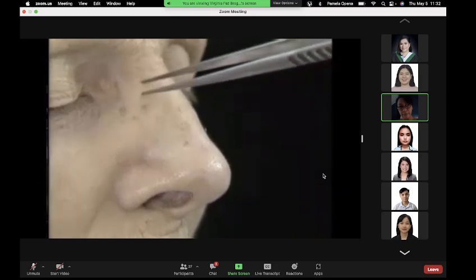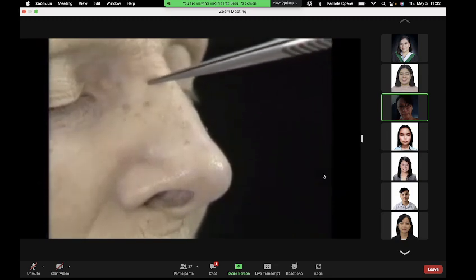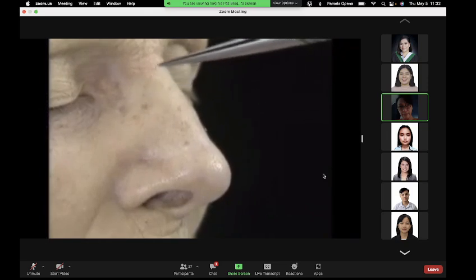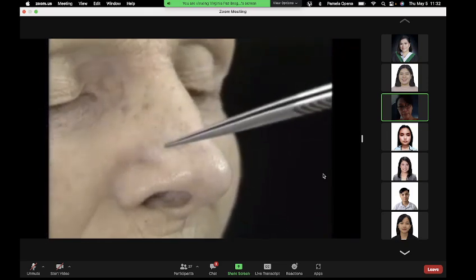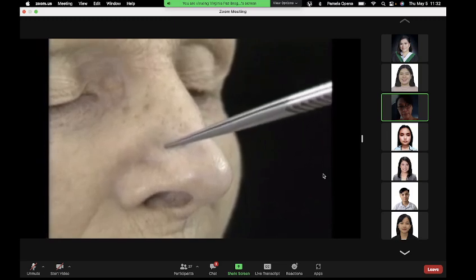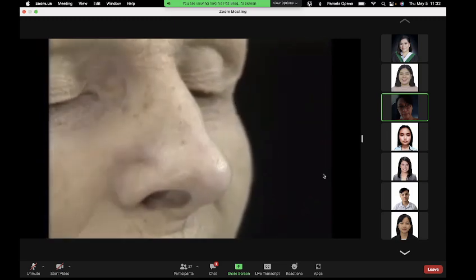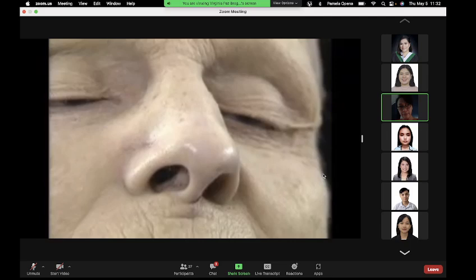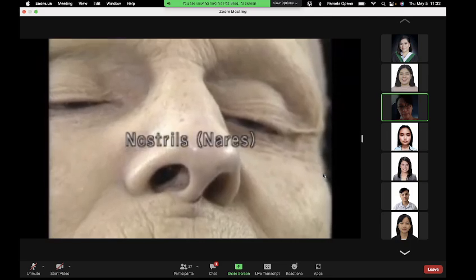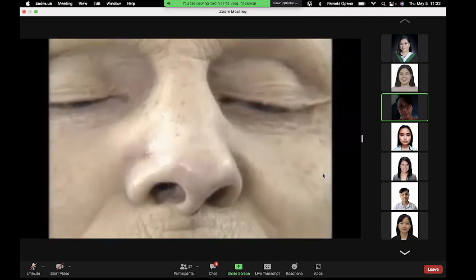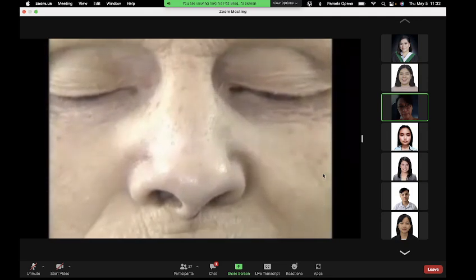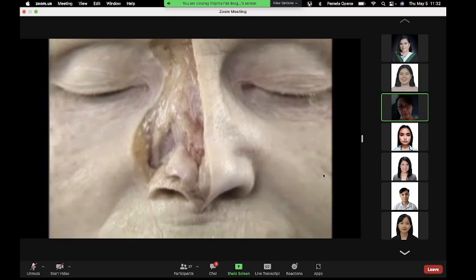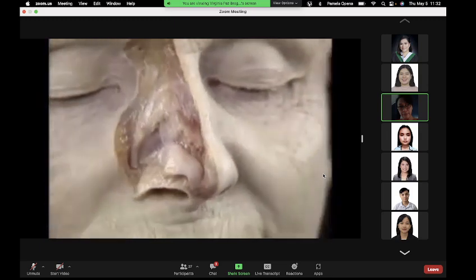The skin over the upper, bony part of the nasal framework is thin and mobile. The skin over the lower, cartilaginous part is thicker and fixed to the underlying structures. The openings which form the beginning of the air passage are the nostrils, also called the anterior nares. We'll remove the skin from one half of the nose so that we can see the underlying structures.